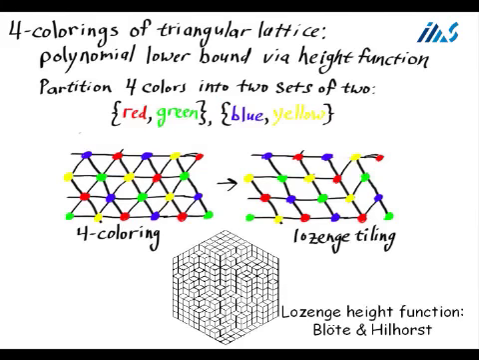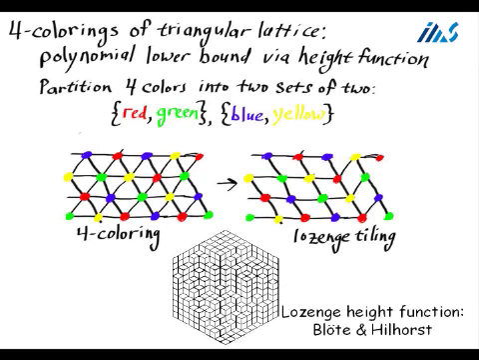Okay, and with 4 colorings of the triangular lattice, in fact, power law correlations is the best you can do. And the reason for that is that there's a height function associated with them. What you can do is group the colors into two groups of two, say red and green, and blue and yellow. And around any triangle, there's going to be exactly one edge for which both endpoints of the edge are colored within the same group.